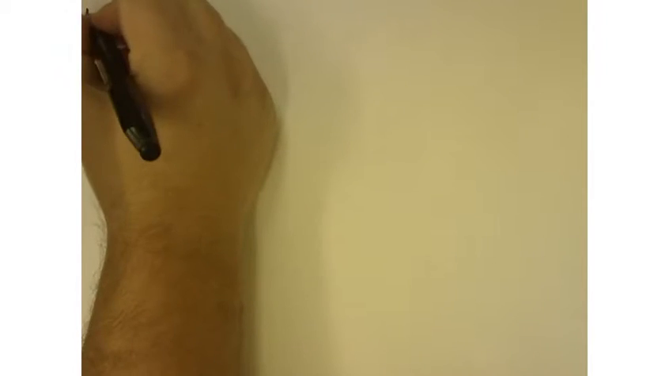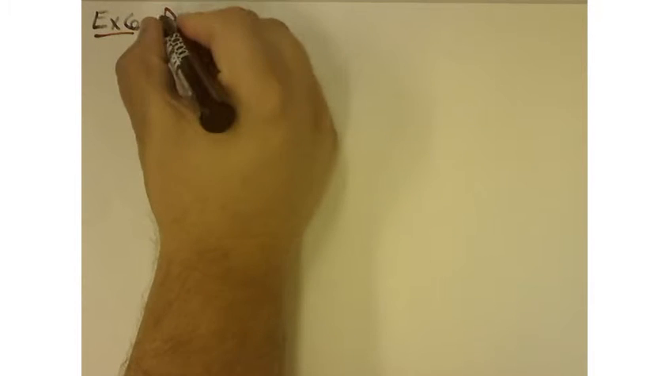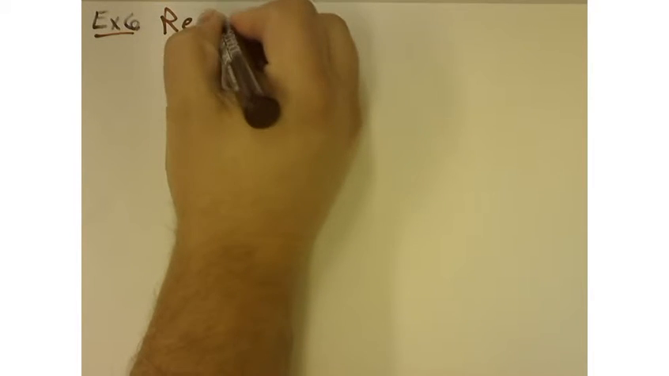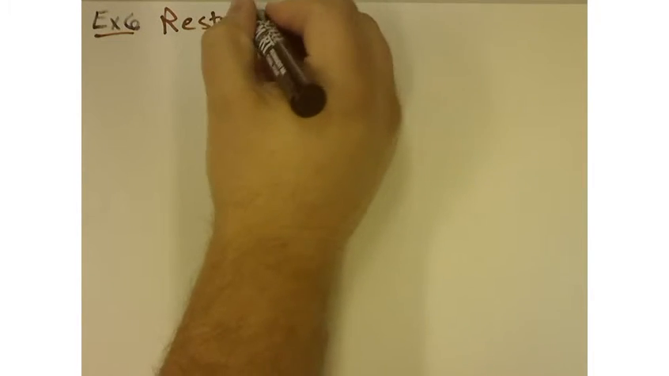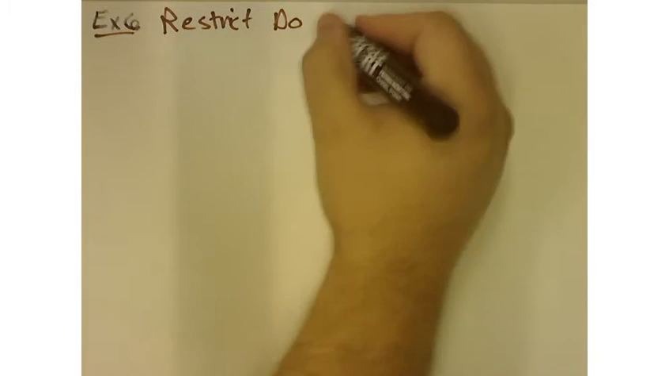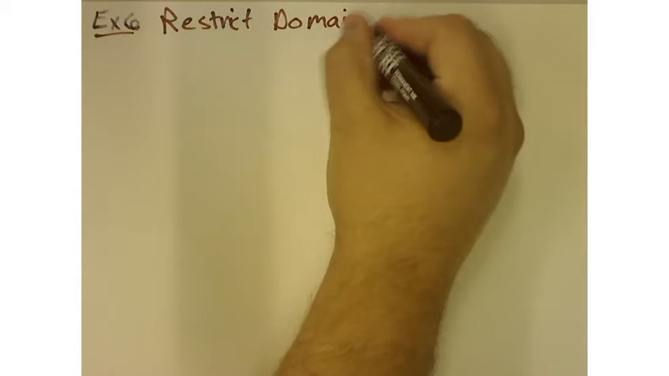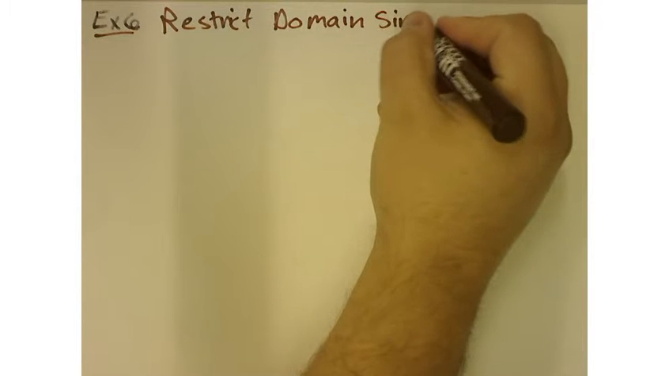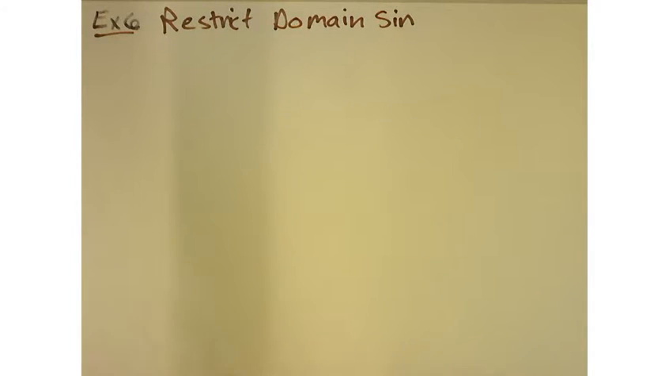For example number 6 out of our textbook, example number 6 wants us to restrict the domain of sine. And so I guess what we need to do is first we need to remember what the domain for sine is and then the reasons why we would restrict it.